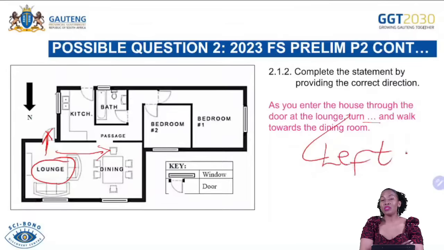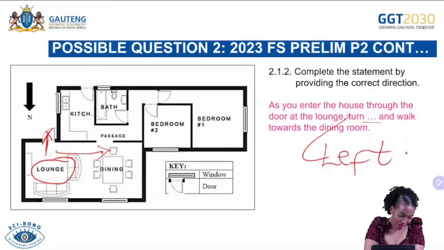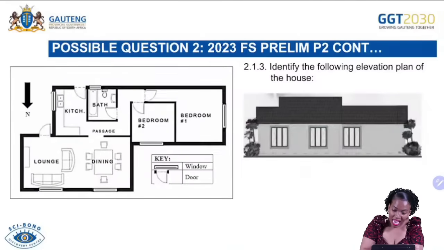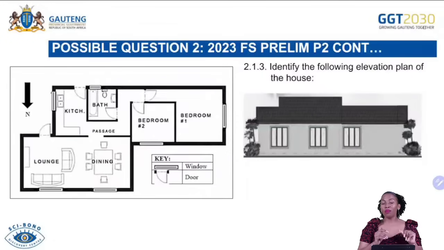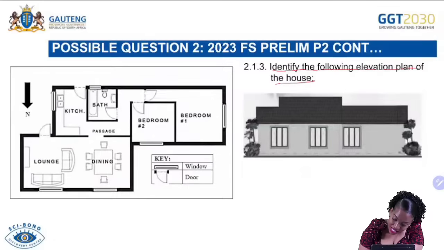So you need to put yourself in that position that you are entering, and don't mess up your left and your right. And then when it comes to floor plans, they will always go hand in hand with your elevation plans. So you must be able to match the rooms on the floor plan with the rooms on the elevation plans. Like in this example, identify the following elevation plan of the house. So this is the elevation.